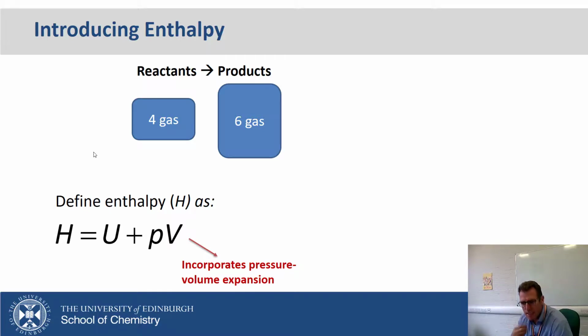So enthalpy implicitly considers the pressure volume expansion. So now we don't have to look at chemical reactions and go, what is the heat loss or gain? What is the work loss or gain? Therefore I have my internal energy. Enthalpy includes in it that pressure volume expansion. So we don't need to consider that separately. And that's really, really useful in chemistry.